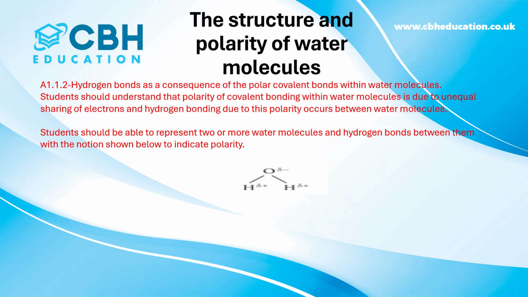So the structure and polarity of water molecules. For this section, hydrogen bonds as a consequence of the polar covalent bonds within water molecules. Students should understand that polarity of covalent bonding within water molecules is due to unequal sharing of electrons, and hydrogen bonding due to this polarity occurs between water molecules. Students should be able to represent 2 or more water molecules and hydrogen bonds between them with the notation shown below to indicate polarity. So the O stands for oxygen, it's got a delta negative, and then the 2 hydrogens which are bonded to it show delta positive.